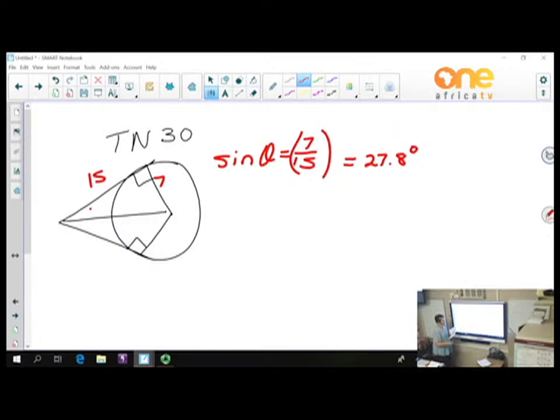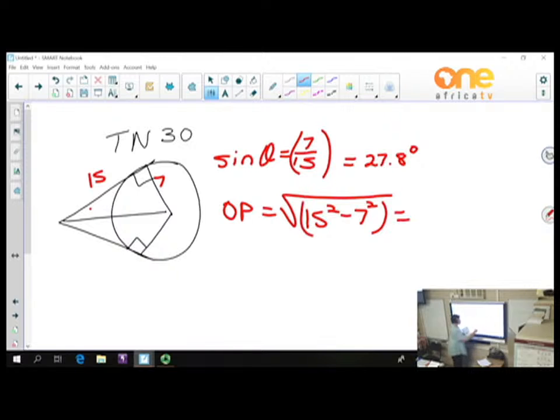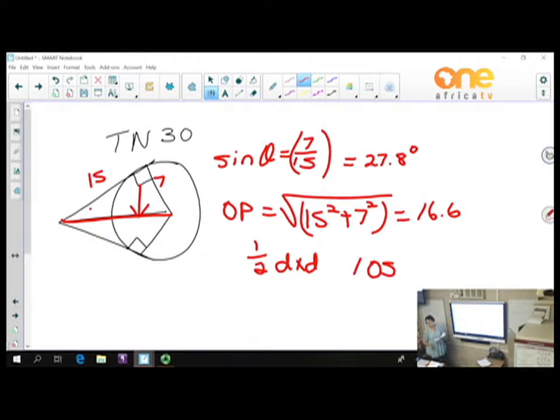Then the length of OP. This is Pythagoras. You did this in grade 9, so it's 15 squared minus 7 squared. You can use those brackets there, then you can press it immediately. I think you learned about 4 steps. This is the shortcut now. And what do you get? 16.6. And then the area of the quadrilateral. This is obviously a kite, and the formula is half diagonal times diagonal. You have those 105. Perhaps that's easier.